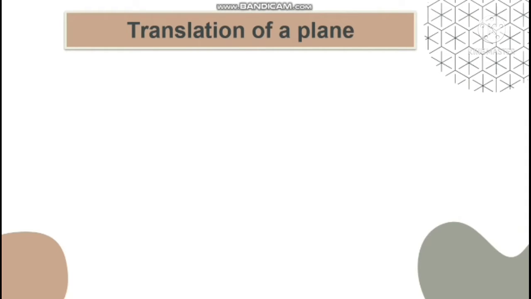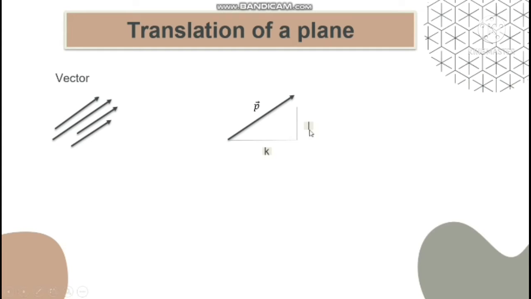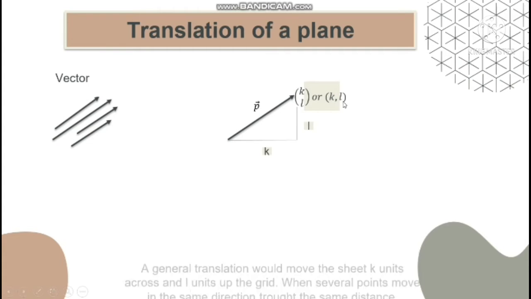The second is translation of a plane. Vector. This is a picture of a vector, marked by an arrow. This is a vector. The name is vector P. This is a K unit, and this is an L unit. We can write this as KL, or K over L.